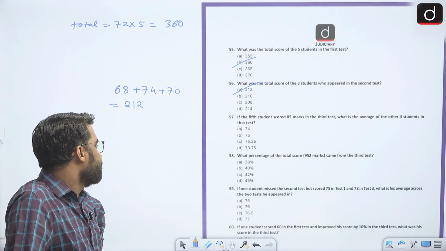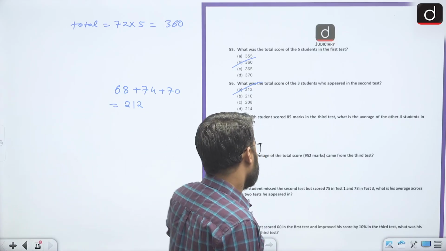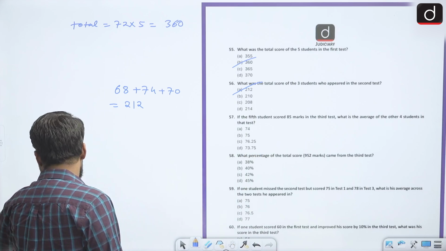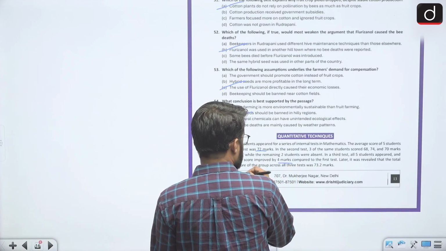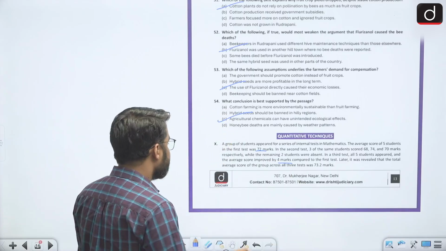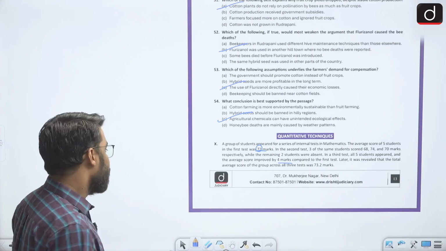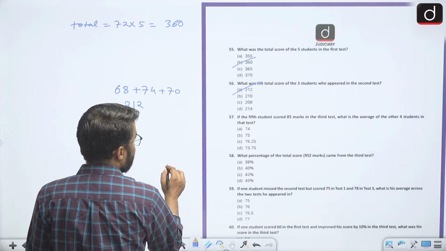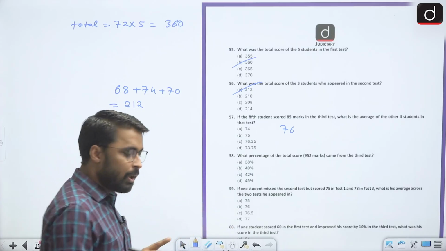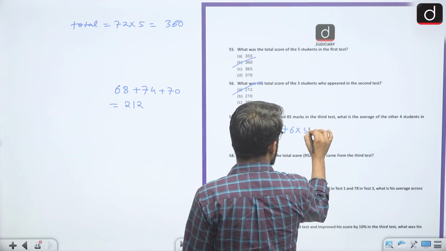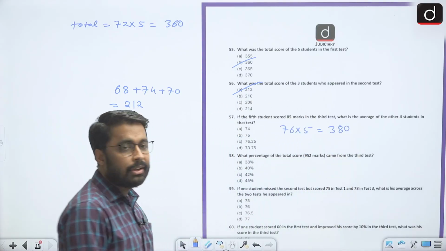Next one, if the fifth student scored 85 marks in the third test, what is the average of the other 4 students in that test? Sir, in the third test, the average of all the 5 students improved by 4 marks compared to the first test. So in the first test, the average marks were 72, and now the average of these 5 students improved by 4 marks, so the average of the third test will be 76 marks. With an average of 76 marks, the total score of these 5 students will be 76 into 5, that is 380, right? That will be 380.